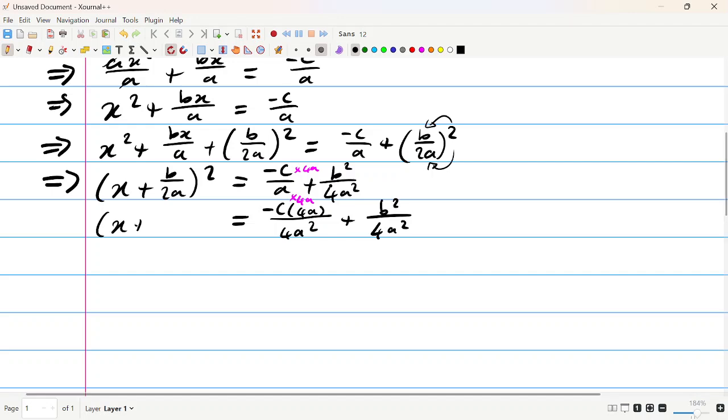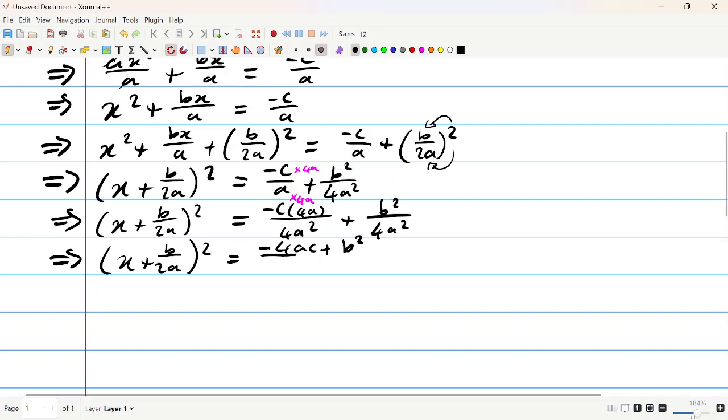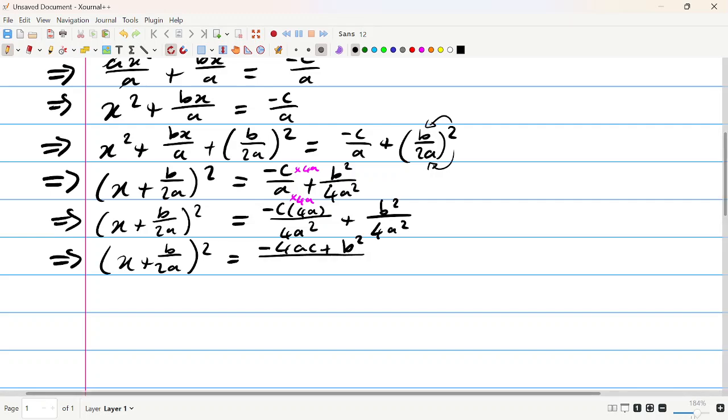And then notice that this side is x plus b over 2a raised to the power of 2. Okay. So x plus b over 2a raised to the power of 2 is just going to be the same as, notice we have the same denominator, so we'll write it as the same fraction now. So if we simplify this numerator, we're just going to have negative 4ac, oh sorry, let's do the plus first. It'll be plus b squared divided by 4a squared. Okay.